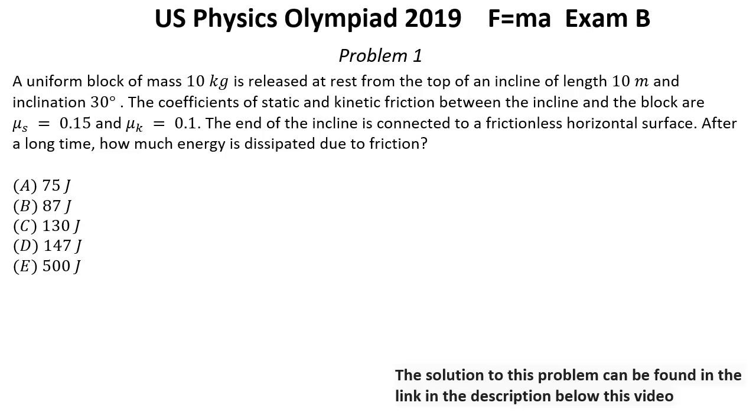Problem number 1. A uniform block of mass 10 kg is released at rest from the top of an incline of length 10 meters and inclination 30 degrees. The coefficients of static and kinetic friction between the incline and the block are mu static equal 1.15 and mu kinetic equal 1.1. The end of the incline is connected to a frictionless horizontal surface. After a long time, how much energy is dissipated due to friction?